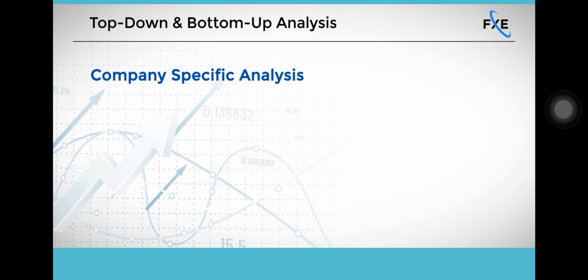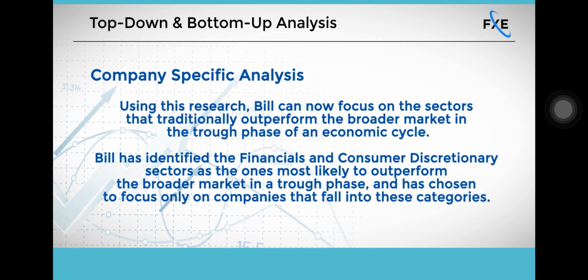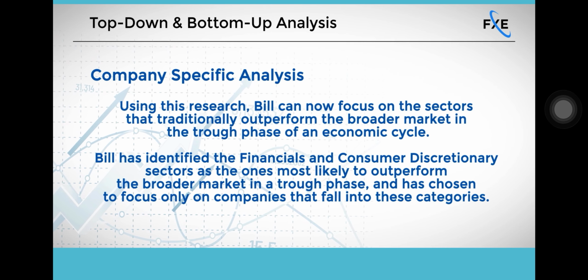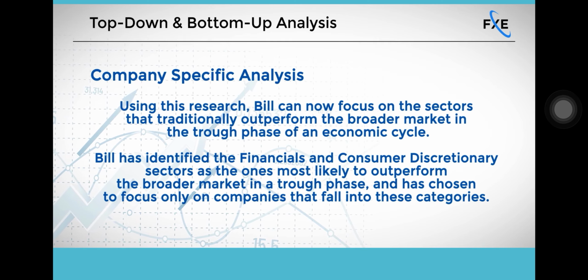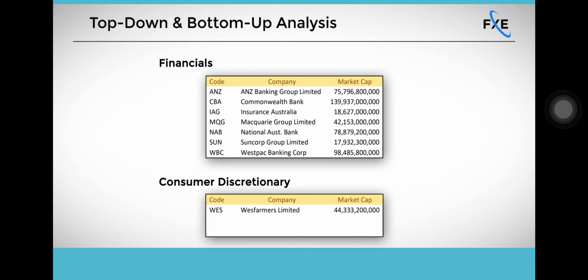Now he moves on to company-specific analysis. Using this research, Bill can now focus on the sectors that traditionally outperform the broader market in the trough phase of the economic cycle. Bill has identified the financials and consumer discretionary sectors as the ones most likely to outperform the broader market in a trough phase, and has chosen to focus only on companies that fall into these categories. Bill only wants to invest in Australia's largest companies, so he has narrowed his search to only companies that are in the top 20 by market cap.